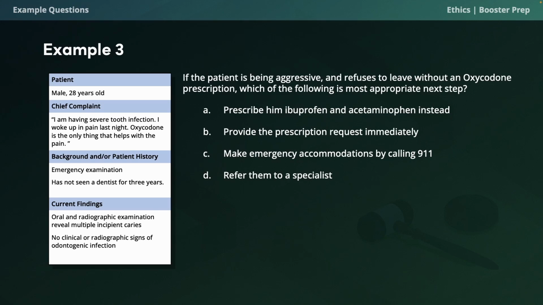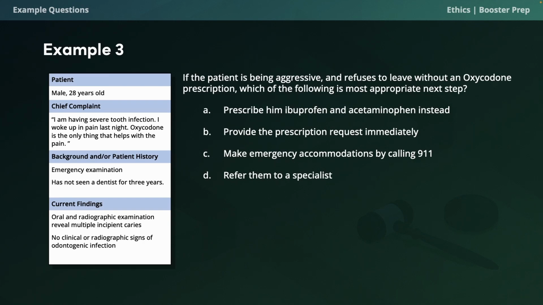If the patient is being aggressive and refuses to leave without an oxycodone prescription, which of the following is the most appropriate next step? A. Prescribe him ibuprofen and acetaminophen instead. B. Provide the prescription request immediately. C. Make emergency accommodations by calling 911. Or D. Refer them to a specialist.